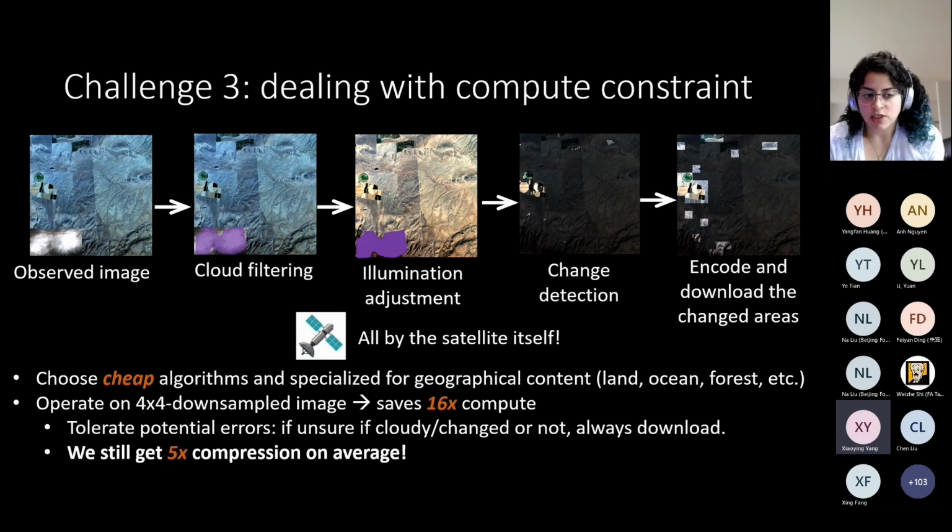First, we make sure to use very cheap algorithms and specialize them, as I said, for different contexts. For example, we use decision trees for cloud filtering, we use linear regression for illumination adjustment, and just pixel-to-pixel comparison for change detection. The other thing is, even for the compute, we do it on a lower resolution version of the image. And while these decisions can introduce more error into our detection, we always err on the side of caution. So if we're ever in doubt that something is cloudy or has changed, we always just download it.